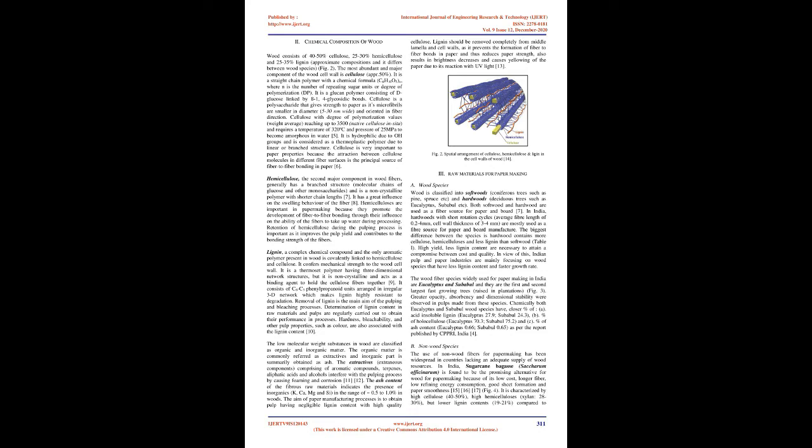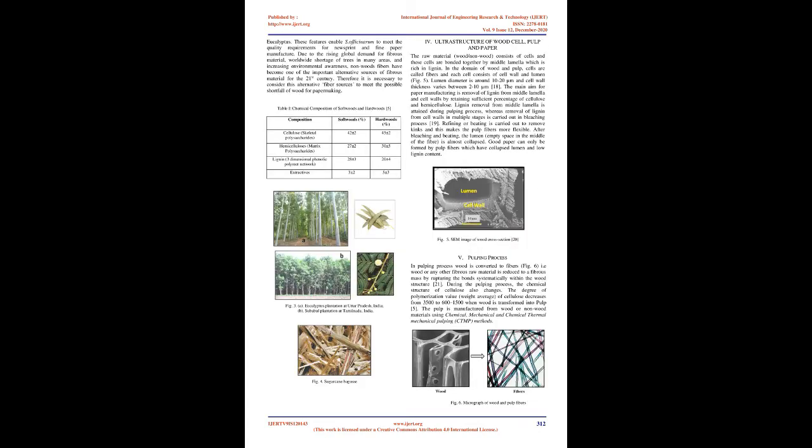Removal of lignin is the main aim of the pulping and bleaching processes. Determination of lignin content in raw materials and pulps is regularly carried out to assess their performance in processes. Hardness, bleachability, and other pulp properties, such as color, are also associated with the lignin content.